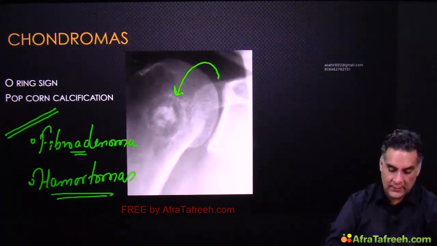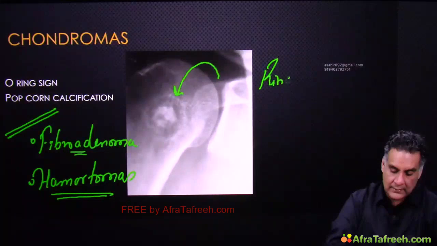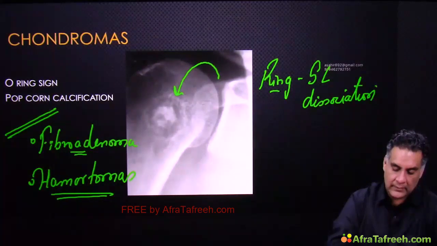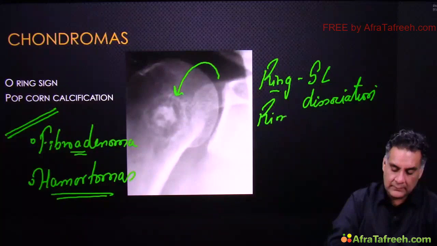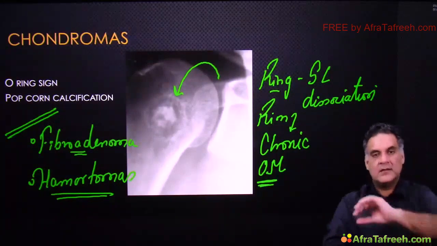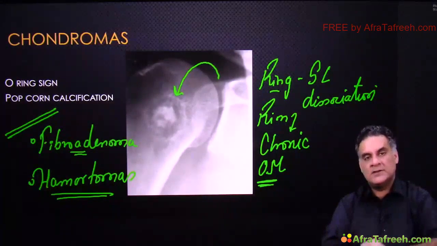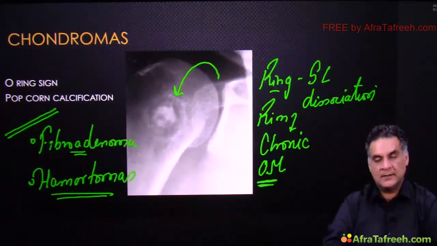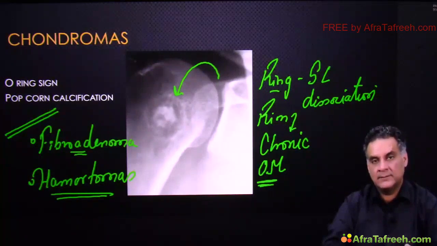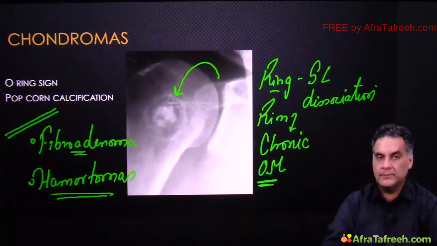Ring sign is seen in scapholunate dissociation. Rim sign is seen in chronic osteomyelitis, a rim around the lesion picked up on MRI. Rim sign, ring sign, O-ring sign. This can be asked to you. Three causes of popcorn calcification, very commonly asked to you.